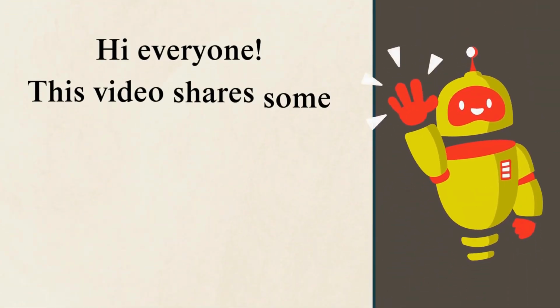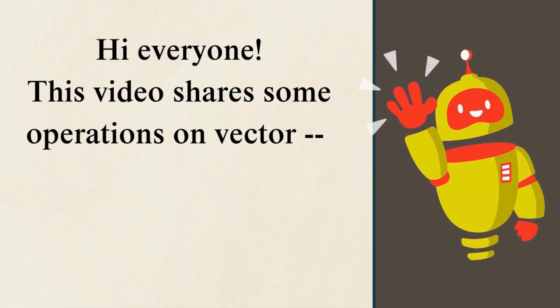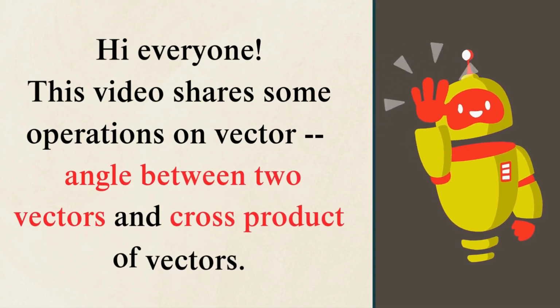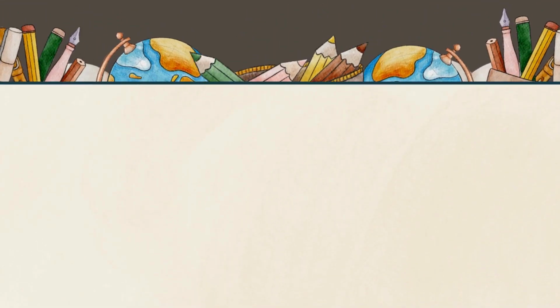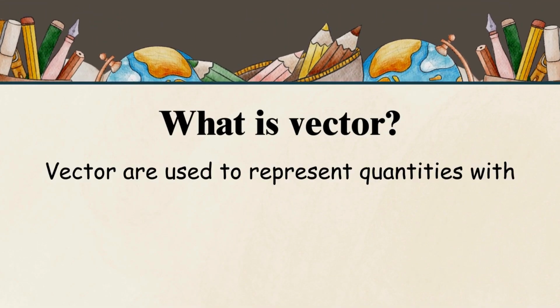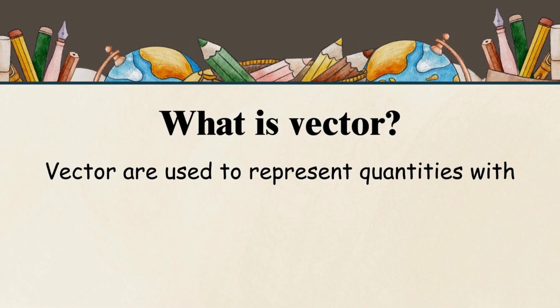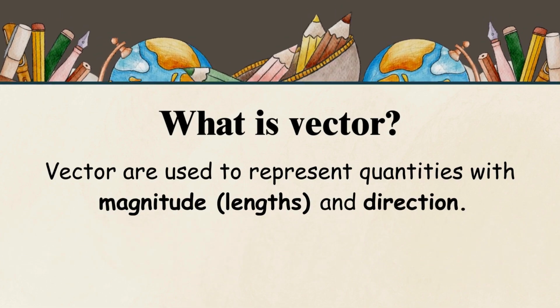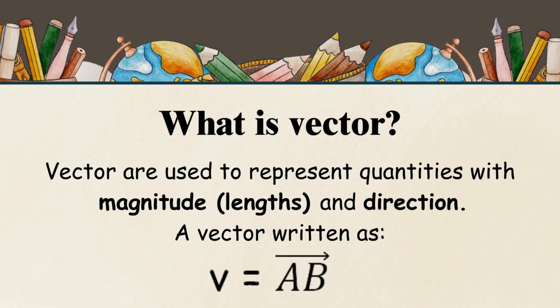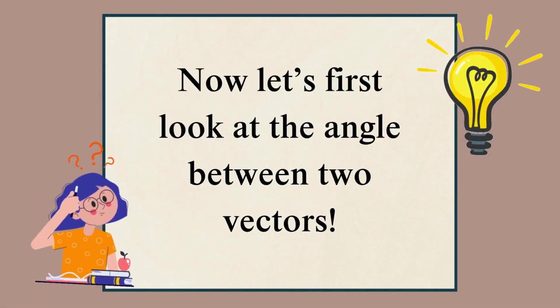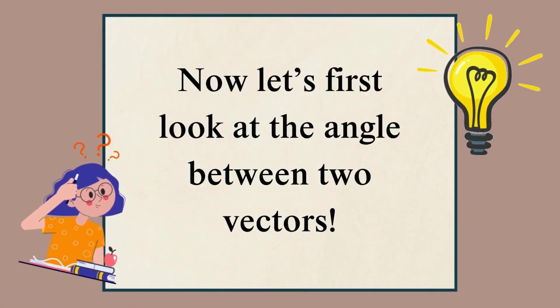Hi everyone, this video shares some operations on vector, angle between two vectors and cross product of vectors. What is a vector? Vectors are used to represent quantities with magnitude, length, and direction. A vector is written as. Now let's first look at the angle between two vectors.